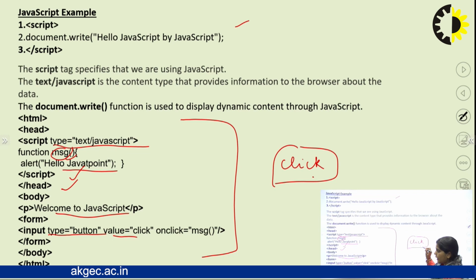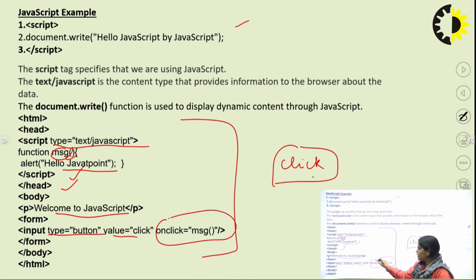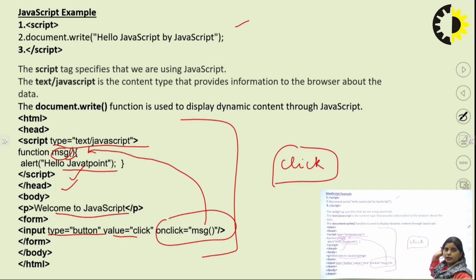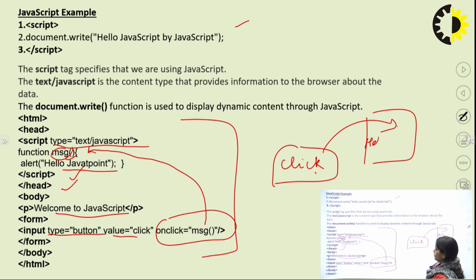So when we click on that button, on the onclick event we call the message function. It will move forward to that function message, and it will display the alert box. It will move forward to that alert box and display the message "hello Java T point". So this is the proper functioning of this code.